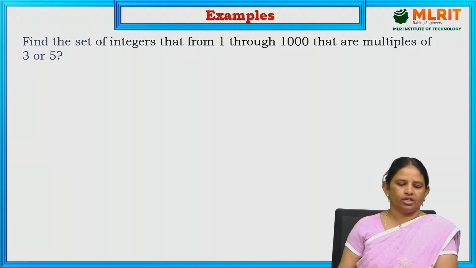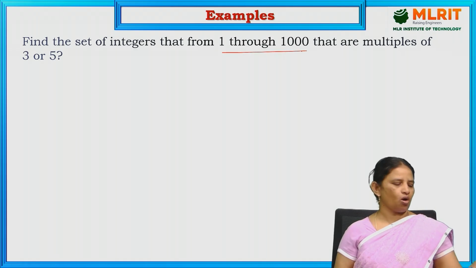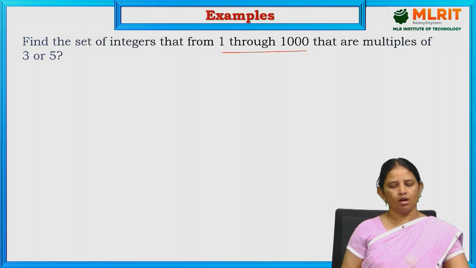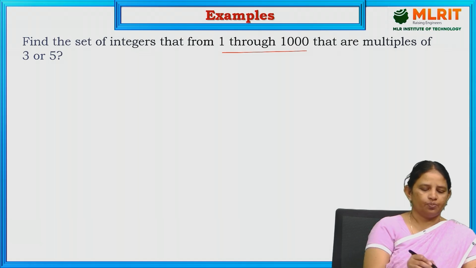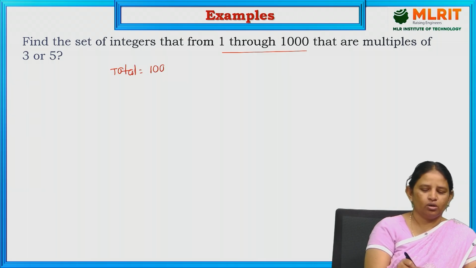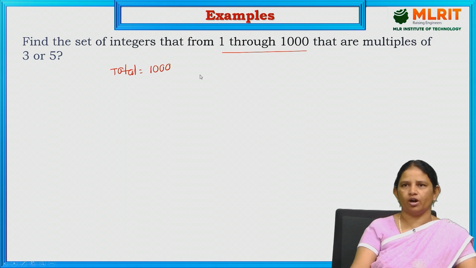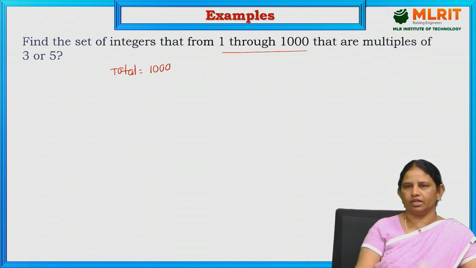Find the set of integers from 1 through 1000 that are multiples of 3 or 5. That means the total number of integers is 1000. We need to find out multiples of 3 or multiples of 5, then multiples of both 3 and 5.